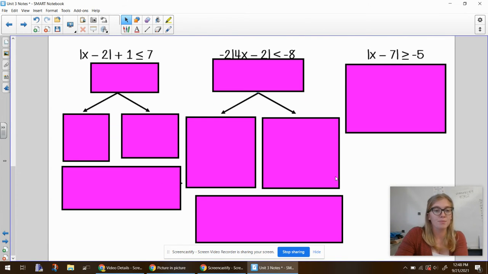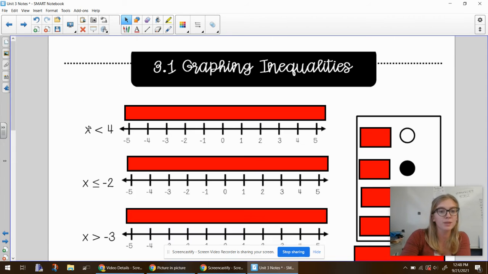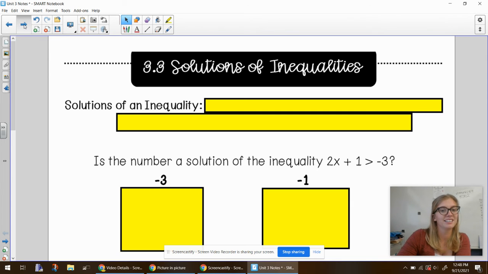Let's go ahead and look at 3 more. We have the absolute value of x minus 2, plus 1, is less than or equal to 7. We're going to start by subtracting 1 on both sides of the inequality sign to isolate absolute value. Then I'm going to make my two inequalities. So, the x apparently disappeared, but they have x minus 2 is less than or equal to 6.